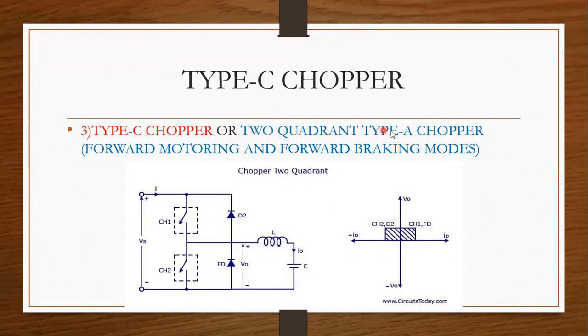Type C chopper is also the 2-quadrant type A chopper, with forward motoring mode and forward braking mode, in the first quadrant and second quadrant. This is the circuit diagram and these are the operating modes. It is also called a combination of type A and type B chopper: the first quadrant is type A and the second quadrant is type B. So this combination of type A and type B chopper is called type C chopper. This is the circuit diagram of type C chopper.